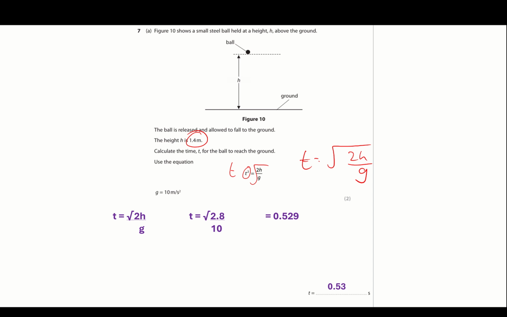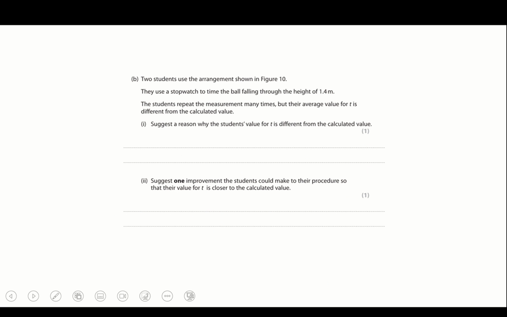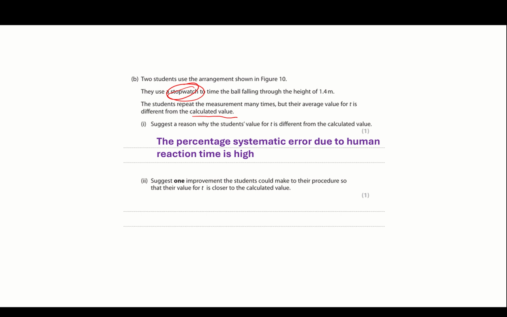to get t? Next one, 2 students use the arrangement shown in figure 10. They use a stopwatch to time the ball. The students repeat the measurements many times, but their average value is very different from the calculated value. Why? Well, the crucial part is they're using a stopwatch, and therefore we're going to have human reaction times. So there's lots and lots of error in that, systematic error in the way that they've set up the practical. So the percentage systematic error is high due to human reaction times.